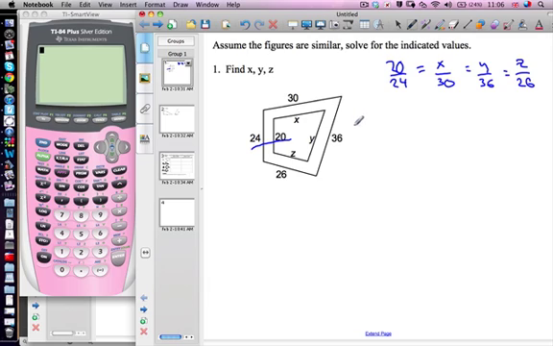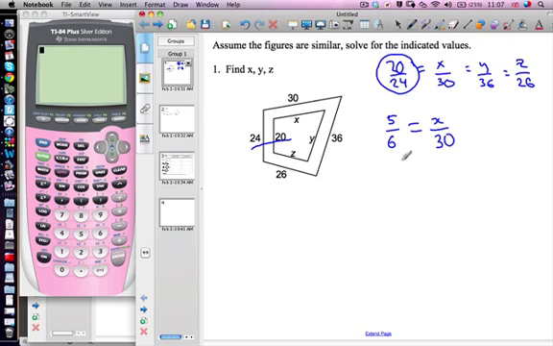Right, so to work out what x, y, and z are, first of all, I'm going to simplify this ratio. So they both divide by 2. They also both divide by 4. So the simplest I can make this is 5 over 6. That's the same fraction as 20 over 24. Now that's also the same fraction as x over 30.